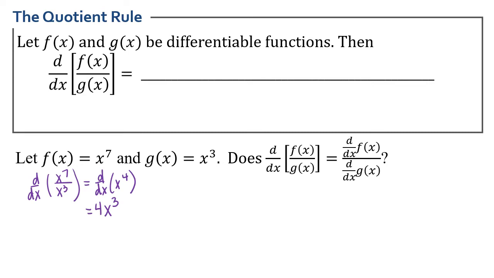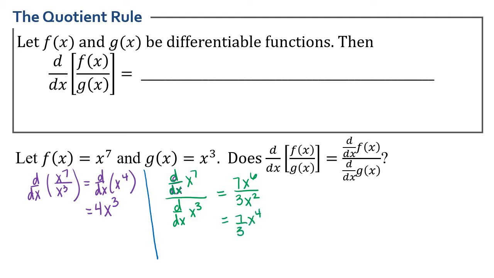And now I can actually take the derivative, so that gives me 4x cubed. All right, when I look at doing it the other way, that would be d over dx of f of x over d over dx of g of x. So that would give me 7x to the 6th in the numerator over 3x squared in the denominator, which gives me 7/3 x to the 4th.